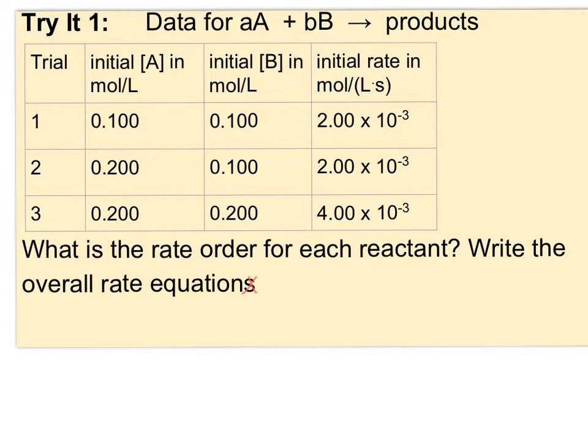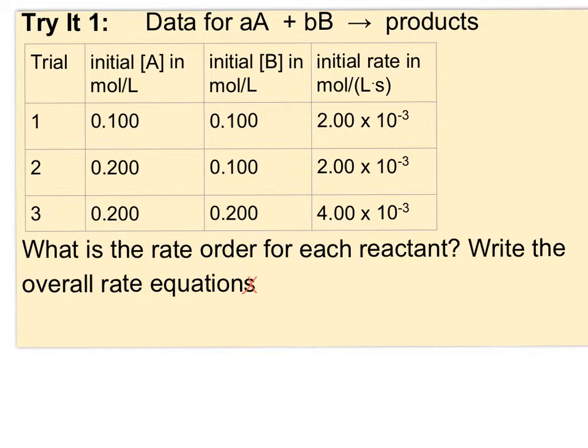So if I look at the trials, again, I want to see what varies from trial 1 to trial 2 to trial 3. Between trial 1 and trial 2, I see that my concentration of B remains unchanged, but my concentration of A doubled. And if I look at the effect on the rate, I see there's no effect. So that means it's zero order in terms of reactant A. Change in the concentration of reactant A has no effect on the reaction rate.